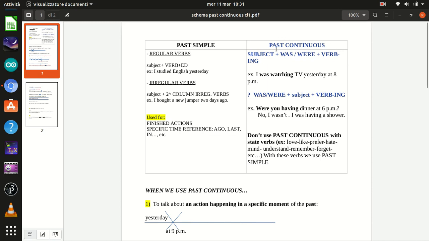Quindi voi conoscete già il present continuous. Tutte le volte che abbiamo un continuous, noi abbiamo un verbo con la forma in ing e prima di esso abbiamo il verbo essere. In questo caso non è al presente ma è al past. Quindi was or were, perché è un past continuous.